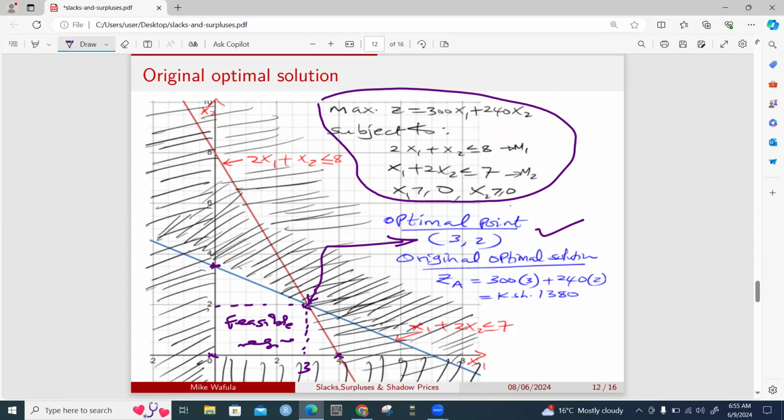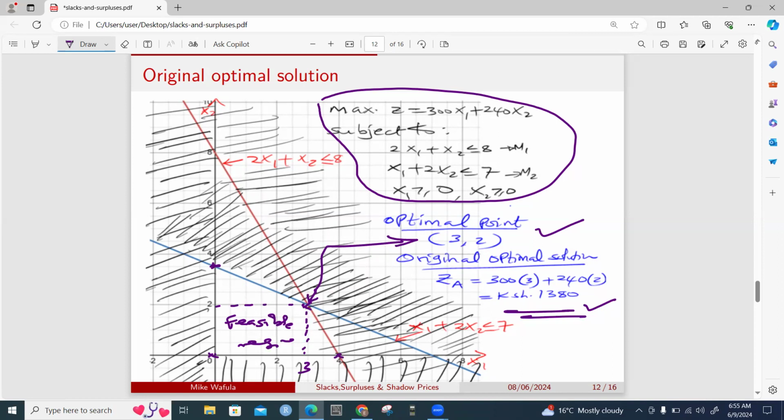And so if we now try to get the sales from these units, we get the maximum sales for the two products. If we have three units of product one and 2 units of product two, they give us a maximum sales of about 1,380, if the units of cost are in shillings. So that's what we get if we do that.